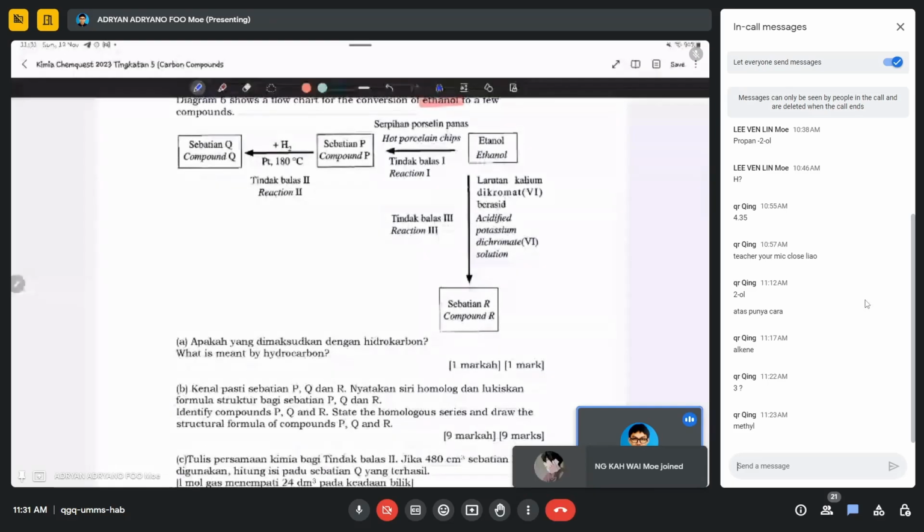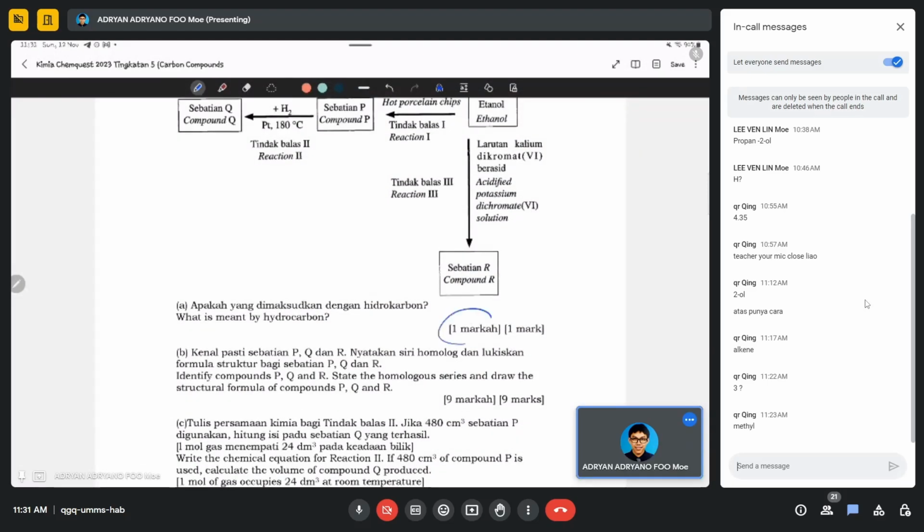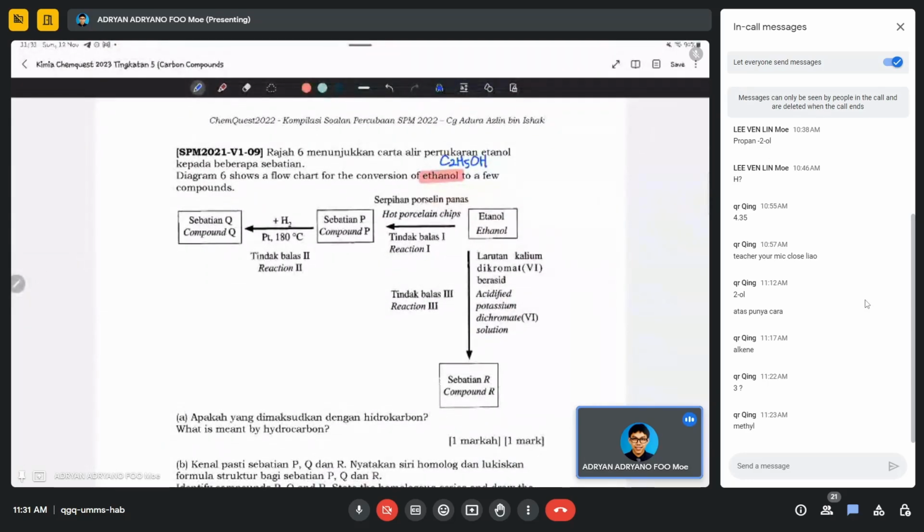The first question: what is meant by hydrocarbon? This is easy. A compound that has hydrogen and carbon only. Hydrocarbon means chemical compounds that have carbon and hydrogen only.